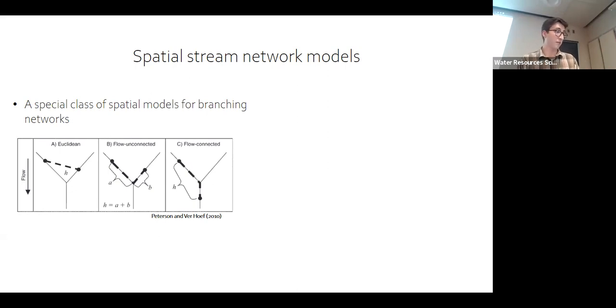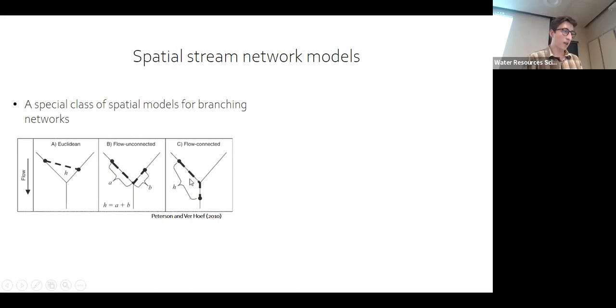And the necessity of this special class of models is kind of depicted in this image here. So classical spatial statistical models derive spatial relationships based on Euclidean distance. But in streams, you're confined to these branching networks. And so you can have these two cases: two points that are flow unconnected, or two points that are flow connected.